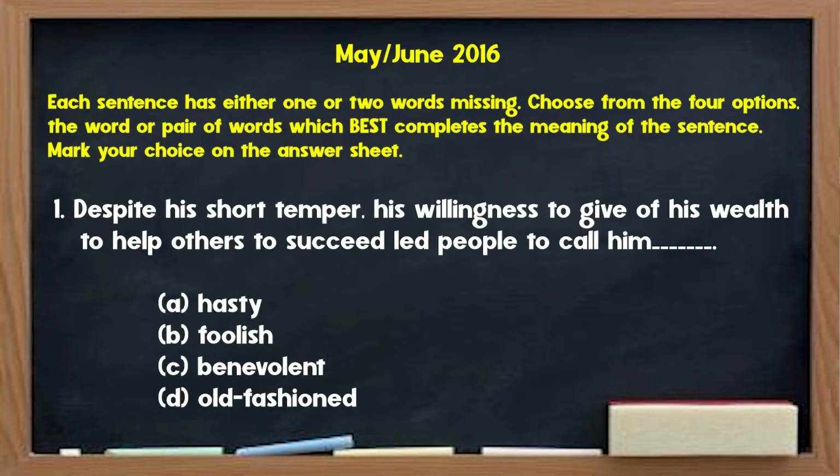Number 1. Despite his short temper, his willingness to give of his wealth to help others to succeed led people to call him something. A. Hasty, B. Foolish, C. Benevolent, and D. Old-fashioned.